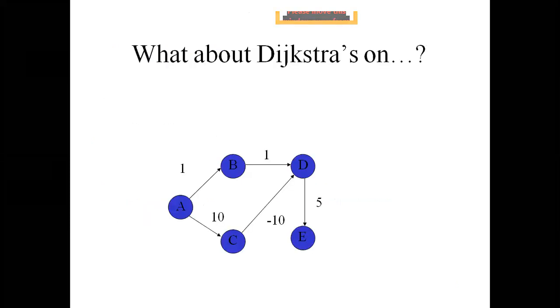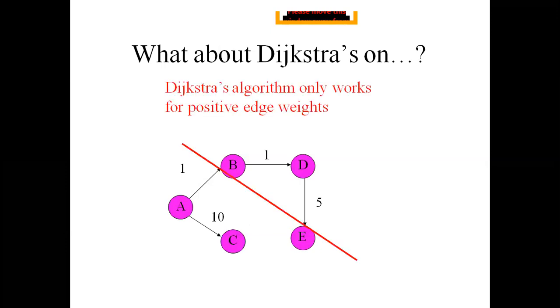Now see Dijkstra's algorithm. Suppose we check the edge C to D, that is -10. When you apply Dijkstra's algorithm on this graph, you will not get the correct result. So Dijkstra's algorithm only works for positive edge weights. We only need to consider graphs with positive edges.